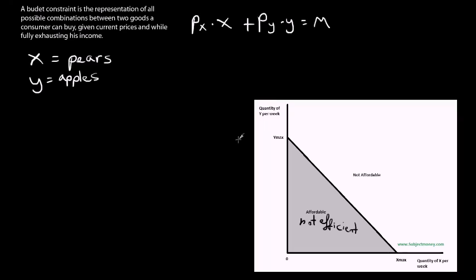So now that we've seen the theory of the budget constraint, we will look at some examples of how you can use the budget constraint and how to calculate it. First we're going to look at an example of how to compose the formula of the budget constraint and then draw the graph that goes with it.